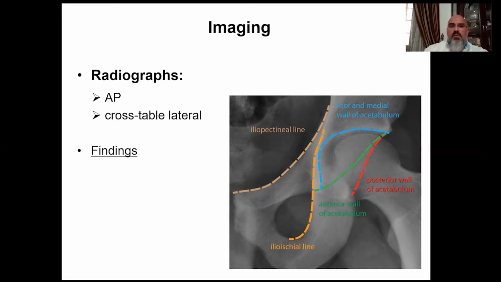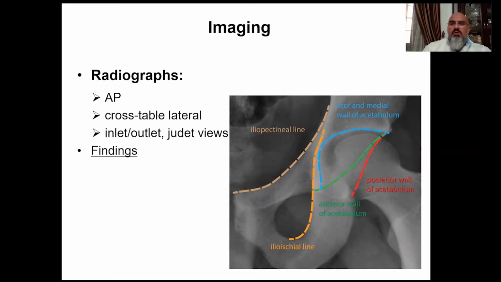We don't mobilize the injured limb. We mobilize the source of the X-ray. So we will get a cross-table lateral view. After reduction, you could do more special views to evaluate the whole case, like inlet-outlet views and special oblique Judet views.